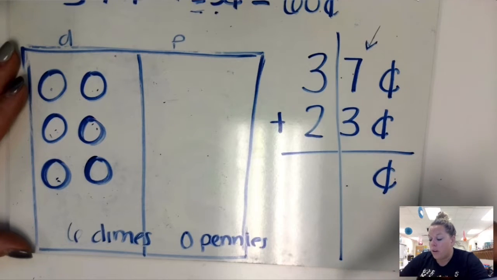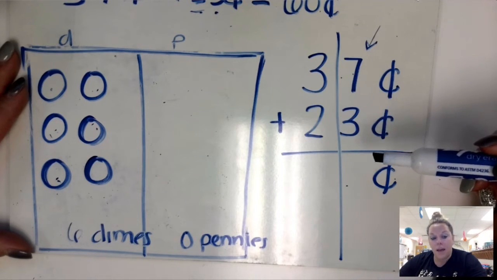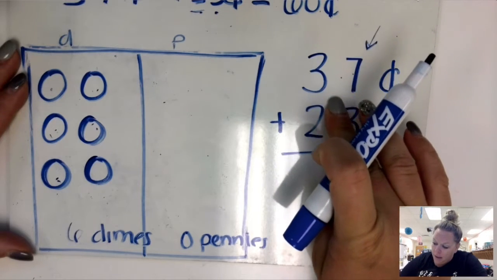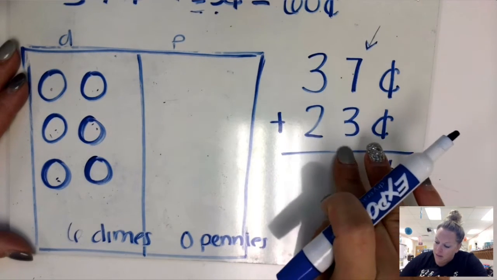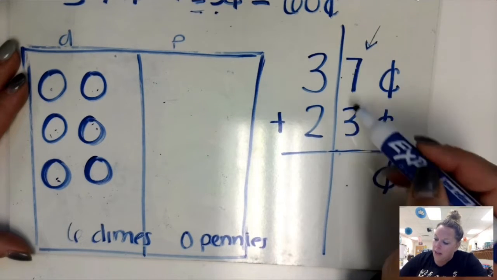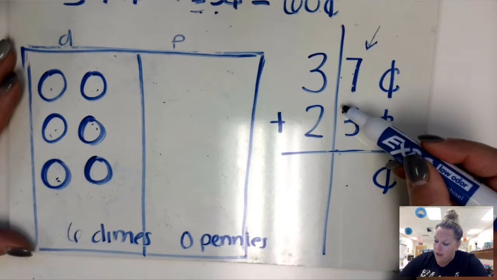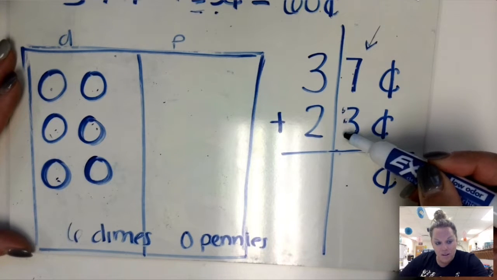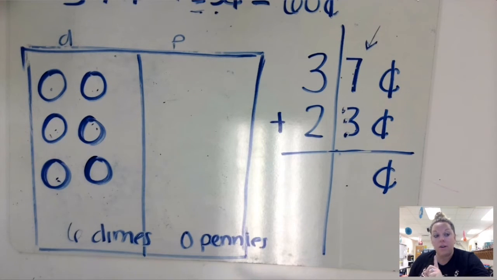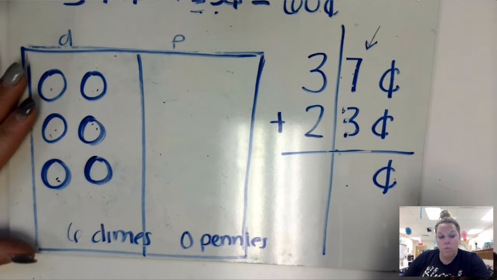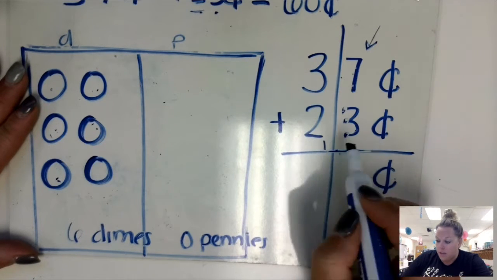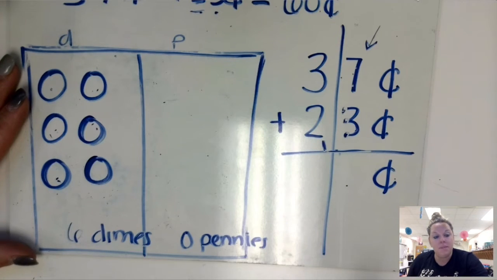When we're writing vertically, we have to make sure that our numbers line up exactly how they need to be. The pennies need to stay underneath the pennies, and the dimes need to stay underneath the dimes. Okay? So 7 plus 3, 7, 8, 9, 10. Okay, since we have 10 pennies, we know that we traded it for a dime. So we're going to put a 1, a small 1, below the dimes column.